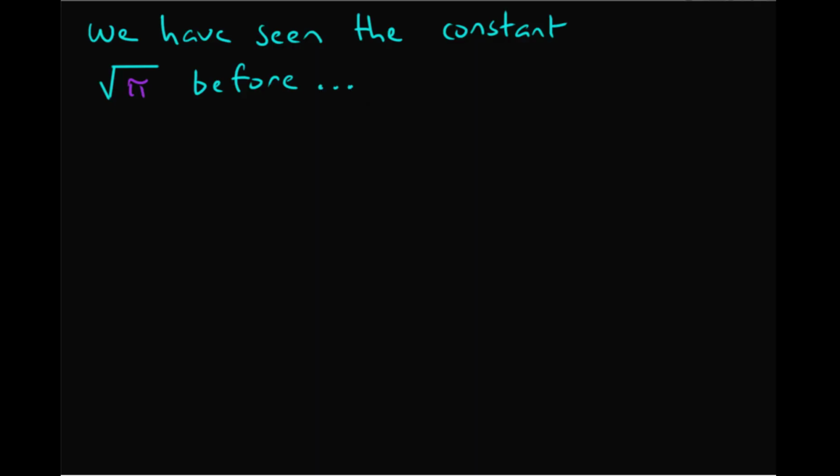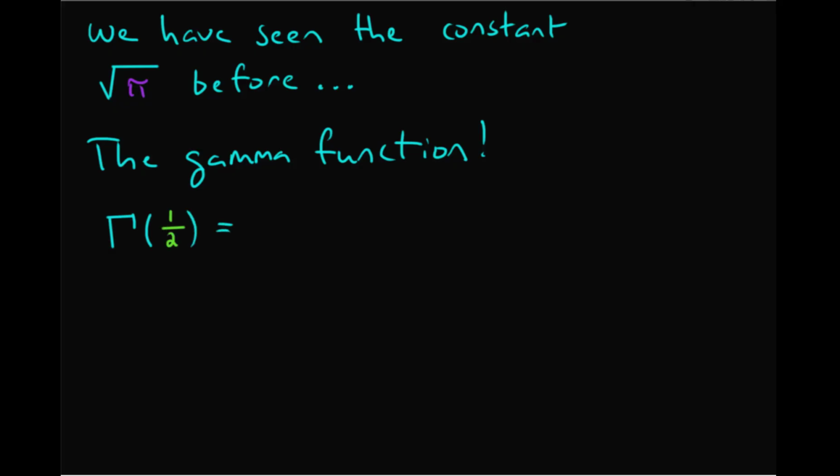Now, for those of you who have been watching the earlier videos in this series, you may recall that we've seen the constant square root of pi before. We saw it in our work on the gamma function. The gamma function, you'll remember, is this incredible function that generalizes the concept of factorials to non-integer inputs. And so we found the very important result that gamma of 1/2 actually equals the square root of pi.